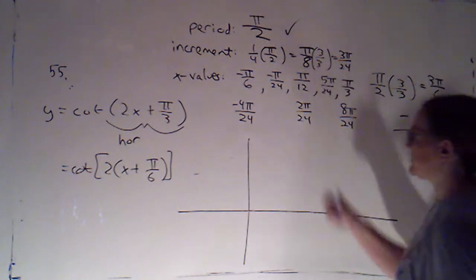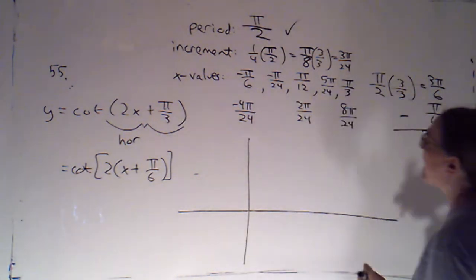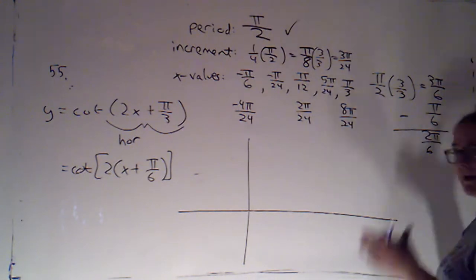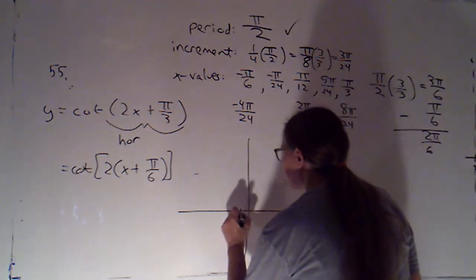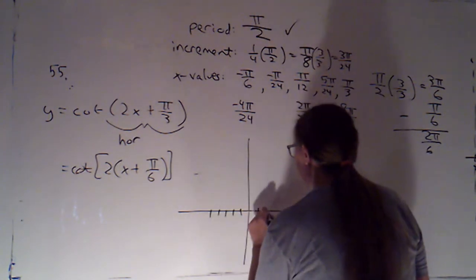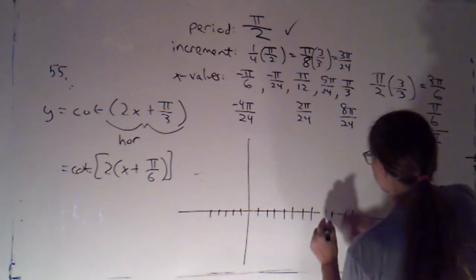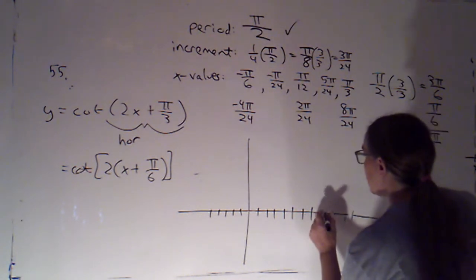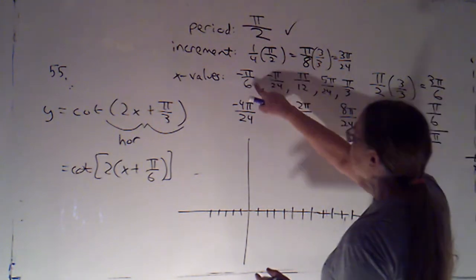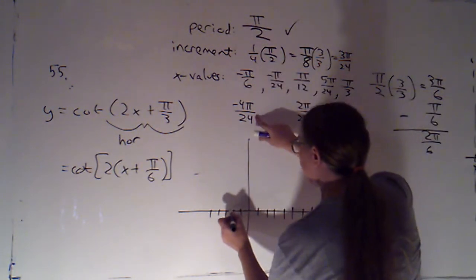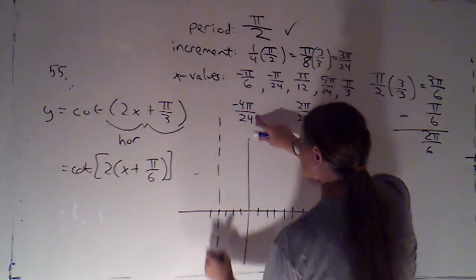So let's see, we're starting at negative pi over 6, and I think I'm going to want to mark off pi over 24 as my tick marks here. So each tick mark is a pi over 24. Whoops. Let's make them evenly spaced, shall we? Okay, so I'm starting at negative pi over 6, which is negative 4 pi over 24, and that's going to be the location of an asymptote.